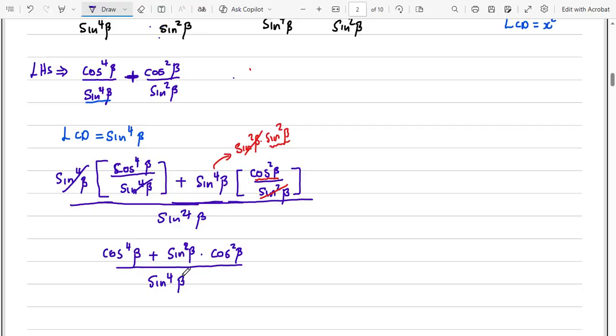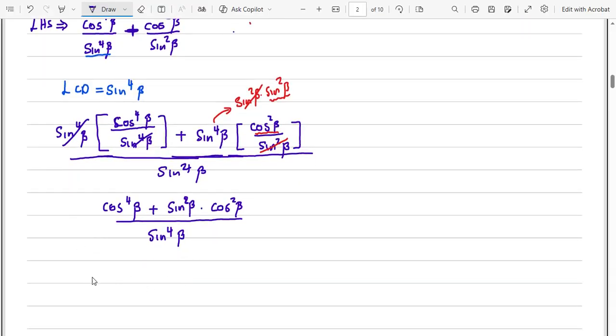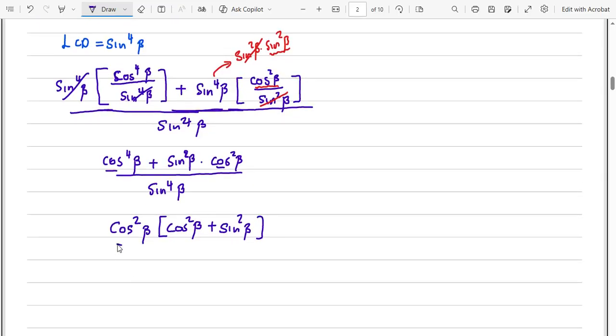So I can see that on top, I can still take out the common factor, which is cos. The one with the lowest degree has to come out as a common factor, which is cos squared of beta. Then I'm left with cos squared beta, because when I multiply the two, I need to get cos to the power 4. Then plus the sine squared beta times 1, because where there's cos squared beta, since it's our common factor, we replace that by 1. Divide this by sine to the power 4 beta.